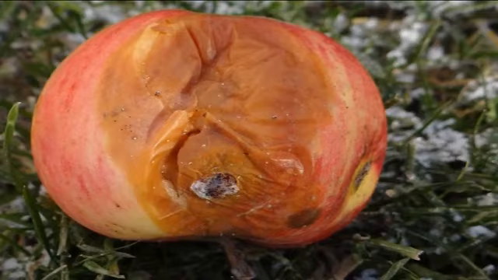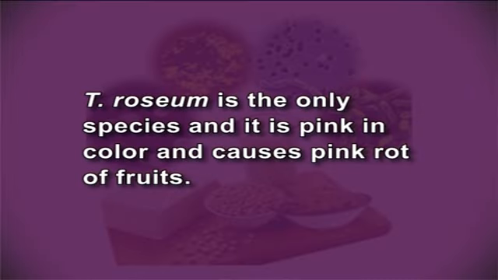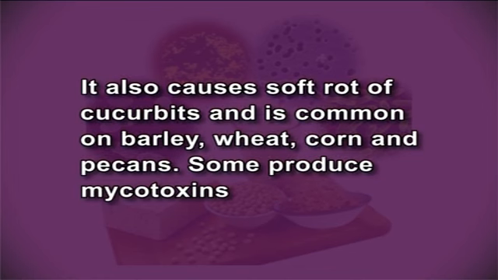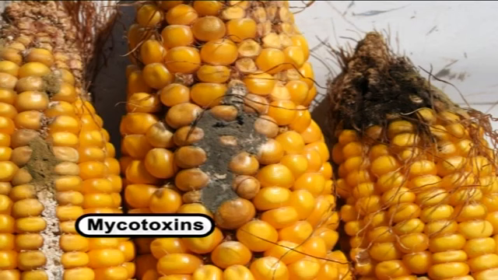Trichothecium. Septate hyphae that bear long, slender and simple conidiophores are produced. Trichothecium roseum is the only species, and it is pink in color and causes pink rot on fruits. It also causes soft rot of cucurbits and is common on barley, wheat, corn and pecans, and some produce mycotoxins.